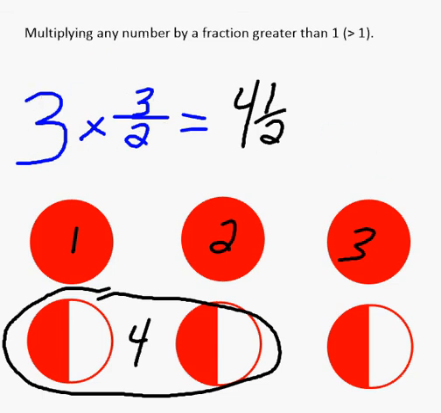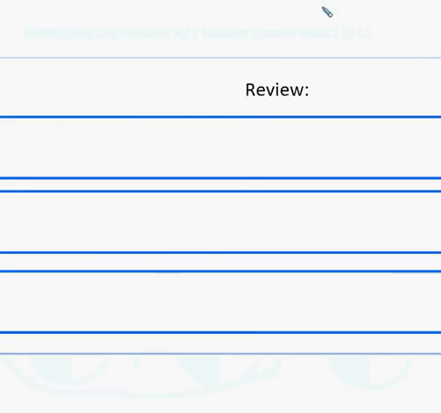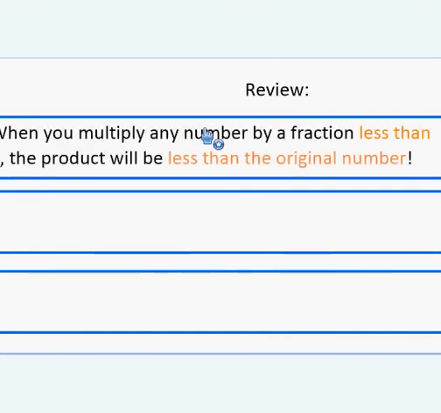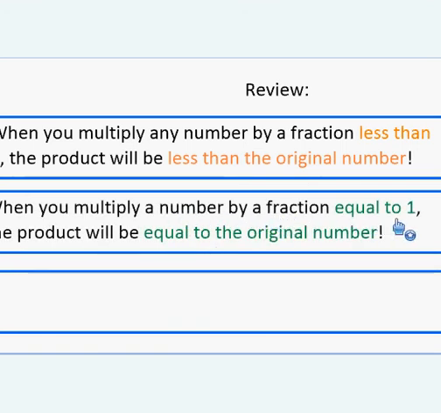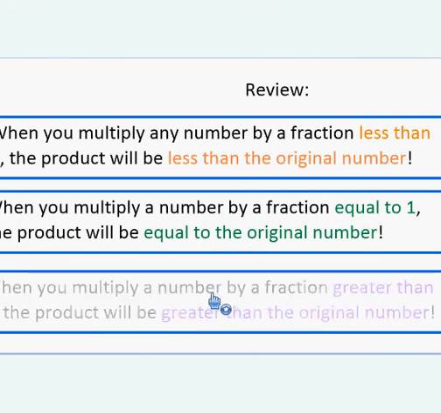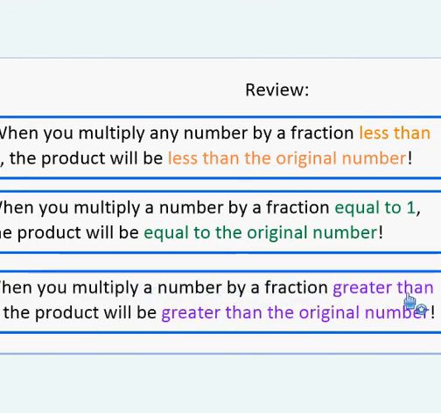Okay, hopefully that makes sense. Let's just review this really quickly. When you multiply any number by a fraction less than 1, the product will be less than the original number. When you multiply any number by a fraction that's equal to 1, the product will be equal to the original number. And when you multiply any number by a fraction greater than 1, the product will be greater than the original number.